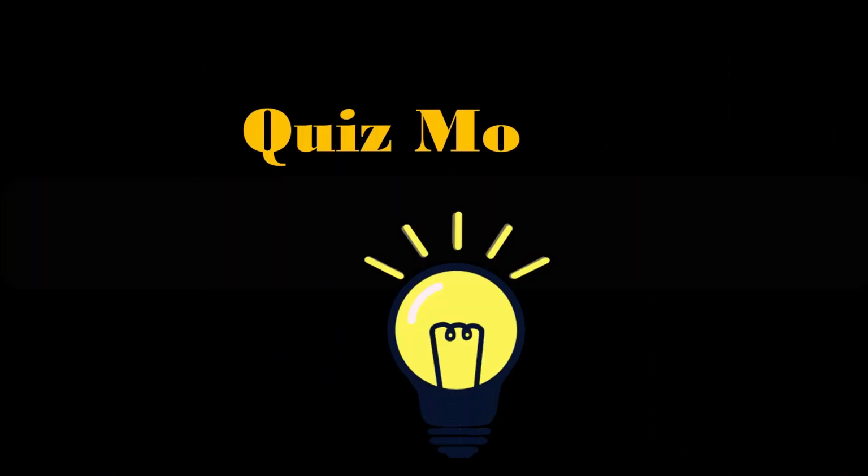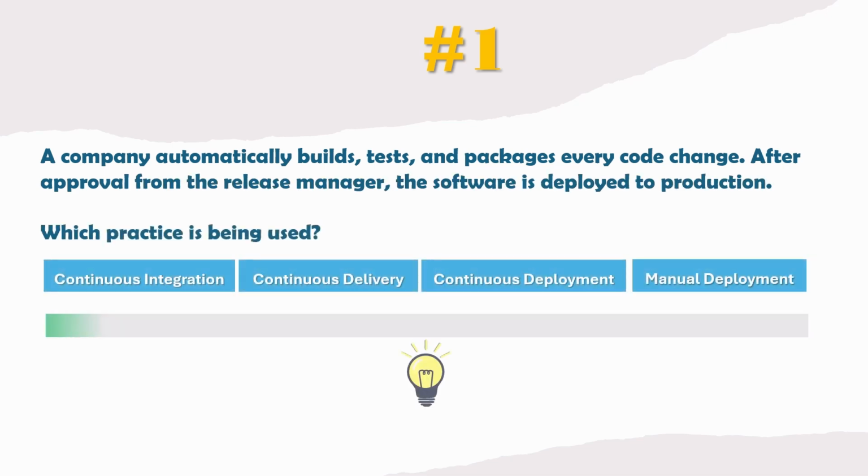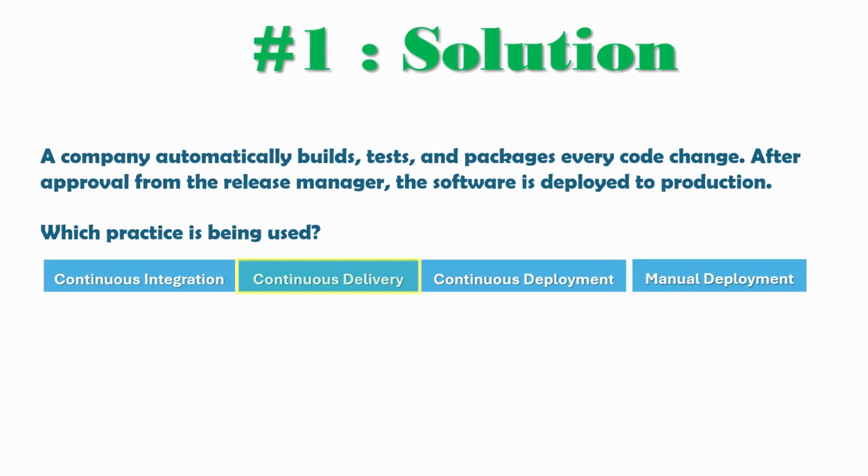Now let's have a short quiz. A company automatically builds, tests, and packages every code change. After approval from the release manager, the software is deployed to production. The key phrase here is after approval from the release manager. So the correct answer is continuous delivery.